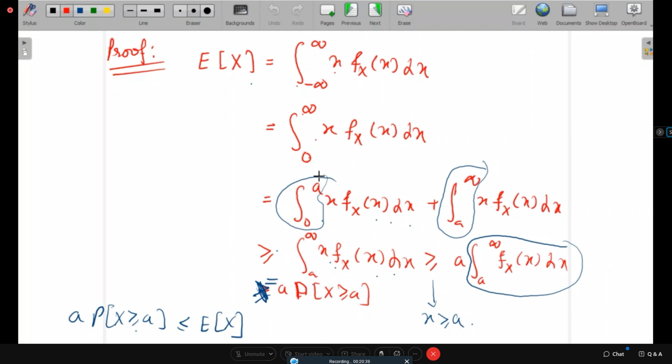Since this is a positive number, because of the integral property, fx of x is non-negative and x is non-negative. The product of non-negative numbers is non-negative, and if you integrate over the positive side, it is again going to be non-negative. You can use the monotonicity of the integral operator. So this is certainly greater than or equal to this, and over the interval a to infinity, x is greater than or equal to a. Again, monotonicity of the integral will lead to this. So this is a very simple proof.